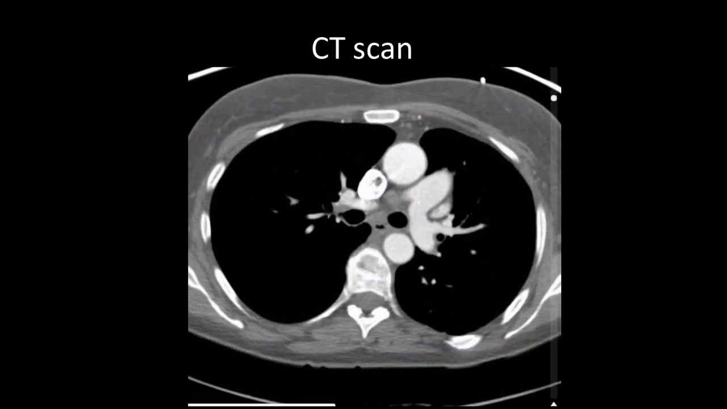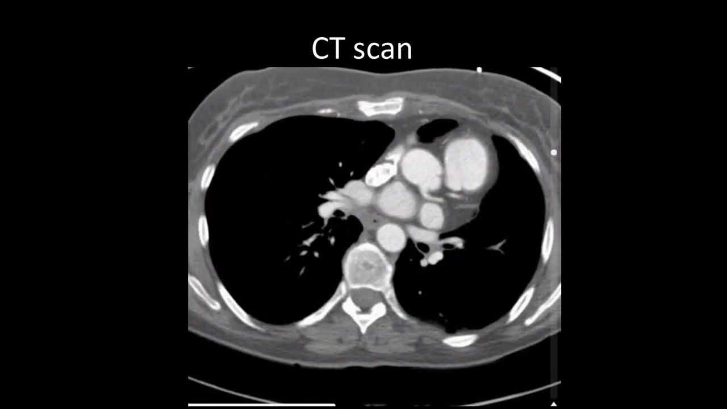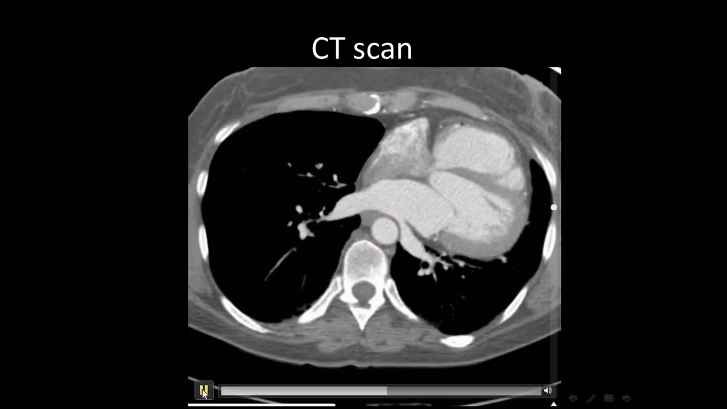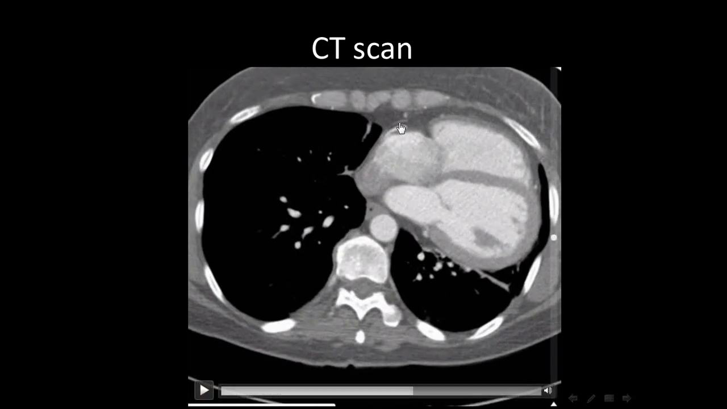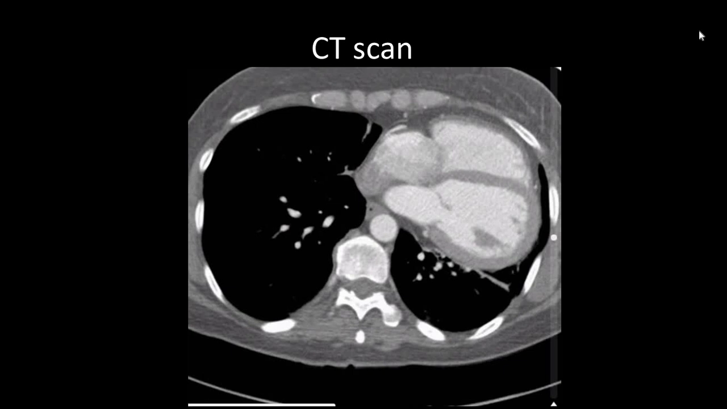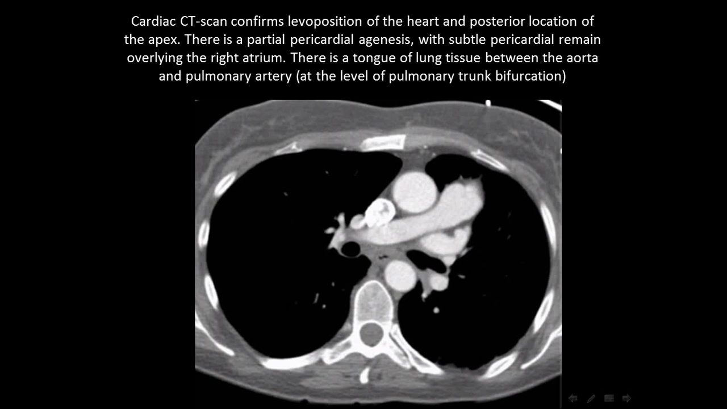Let's have a look again at this image. Yeah, there is a slight portion here that lies on the right atrium, which is still preserved. So this is near complete pericardial agenesis, but it's not complete. It can be divided into partial and complete. So we should be aware of pericardial agenesis. This is one of the normal variations.